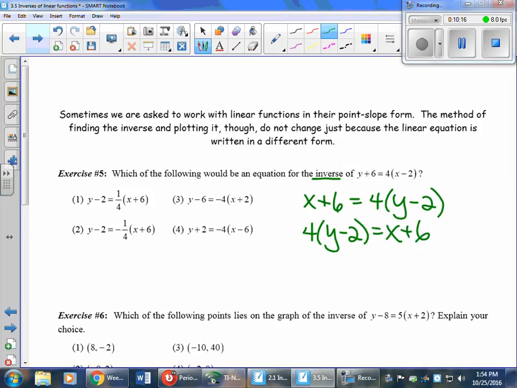Okay, so now in this case, don't do anything else. Just multiply both sides by the reciprocal. And we get y minus 2 is equal to 1/4 x plus 6. So easily, you can see how the correct answer is number 1.